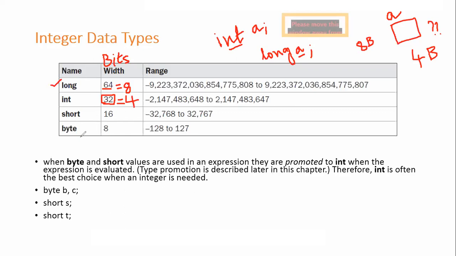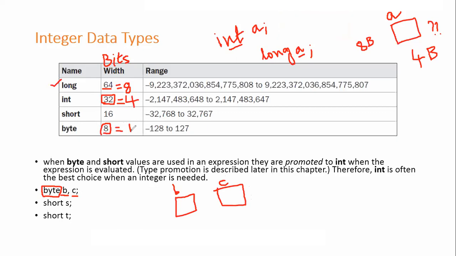Similarly, you see that here they made variables b and c as byte. They have declared variables b and c as byte. So memory is allocated for variable b and memory is allocated for variable c. So this is variable b and this is variable c. Now, how much memory is allocated for these variables b and c? Since it is byte, the chart shows that it's going to occupy 8 bits. 8 bits is nothing but 1 byte. So 1 byte of memory is allocated for variable b and variable c.